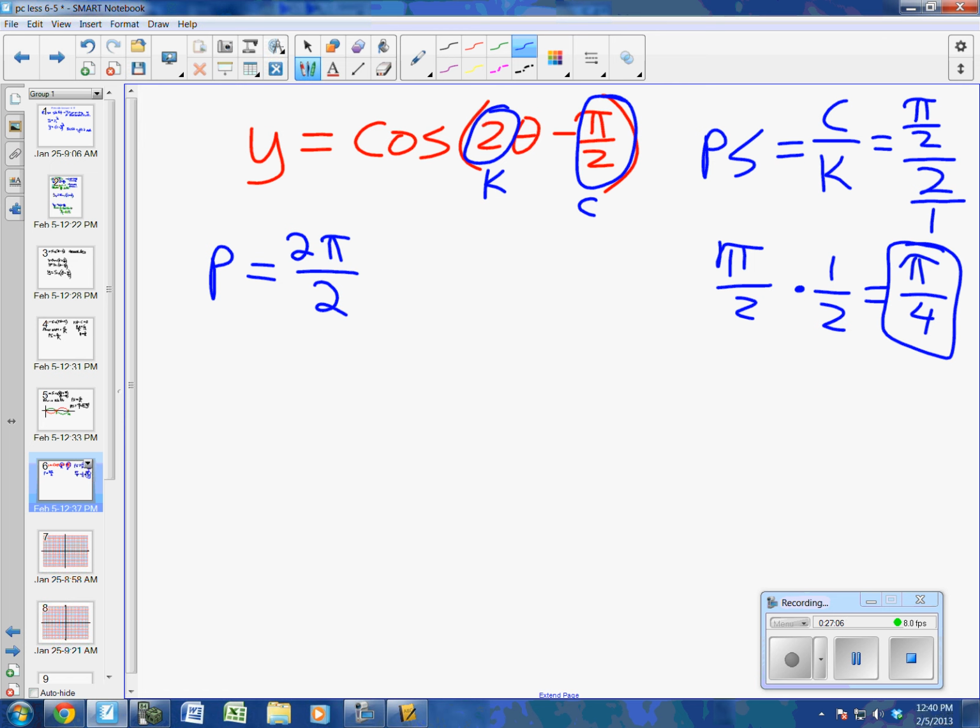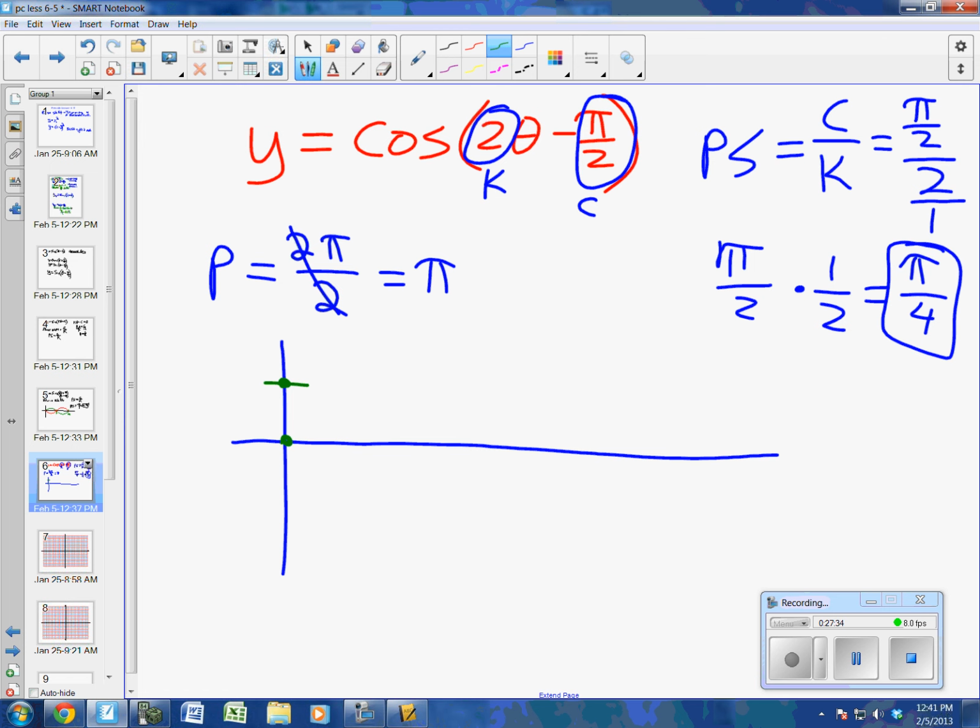Yeah, 2 pi divided by k, and k is 2. Those cancel out, and you get pi. Very good. Okay, so let's talk about what this graph would look like. It's a sine function. Sine functions start at 0, 0, right? But, oh, it's a cosine function. Cosine functions start at 1, right up here, right? So it's a cosine function that starts right up there.